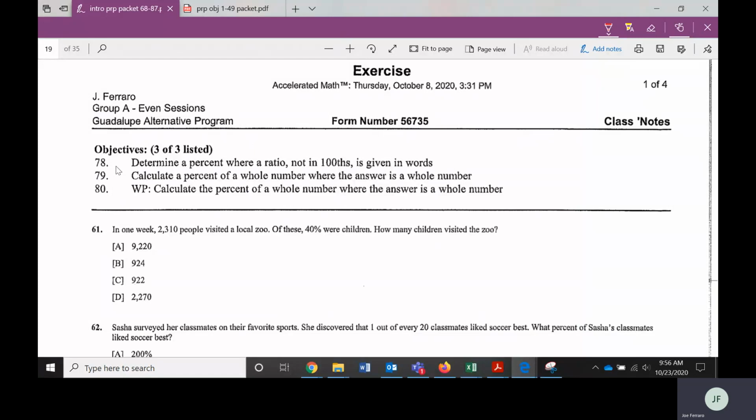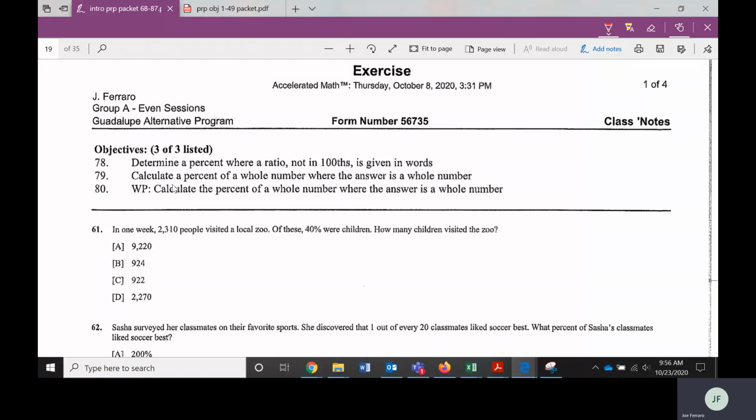So what we're going to do is do a couple of problems for each of these objectives, and then tell you where to go to practice them, and then make sure you are copying these notes down and then sending me a picture of them afterwards. That's how you get your free points for taking notes. And then after you've done that, you can ask for the test on 78 through 80.